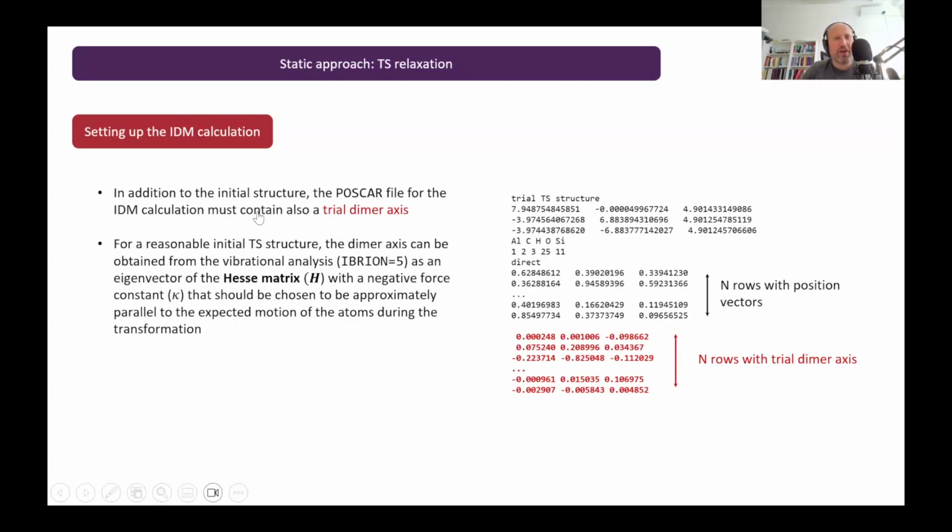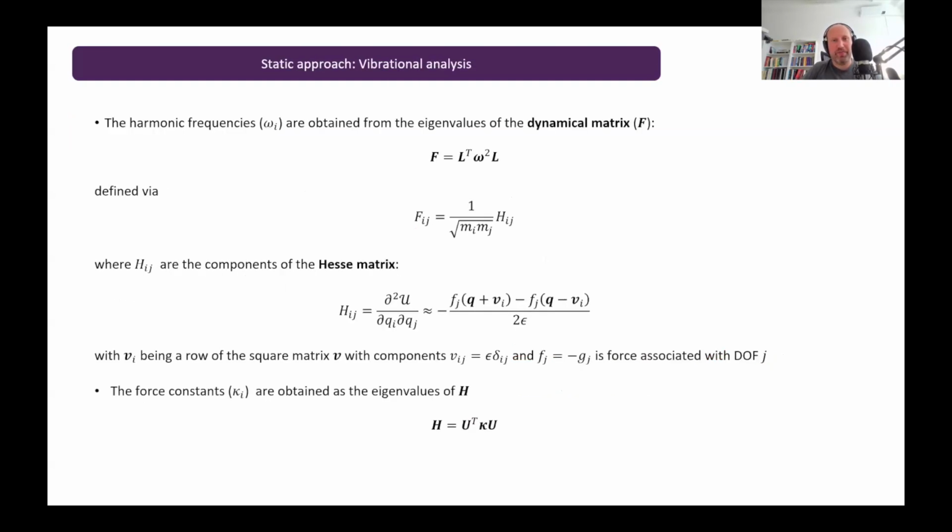As already mentioned, in addition to the initial structure, we have to provide in the POSCAR file also information about the unstable direction, or we can call it the trial dimer axis. So now, how to determine that, how to make a guess for that? For this, it's useful to perform vibrational analysis and estimate this unstable vector as a Hesse matrix eigenvector with negative force constant, which is approximately parallel with the expected motion of atoms during the transformation.